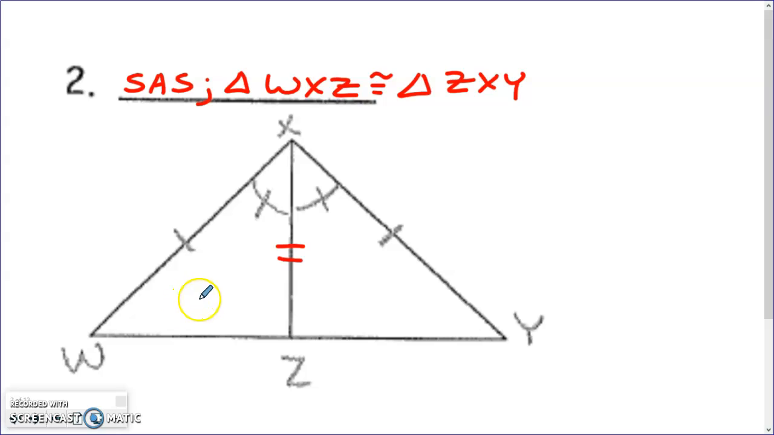Another thing some people have noticed is if you look at the big triangle on the outside, that's an isosceles because these two sides are congruent. Well, what do we know by isosceles? This angle is also congruent to this angle over here, because it's a big isosceles triangle on the outside. So we could possibly have angle, side, angle here, and that would be because of this angle here.